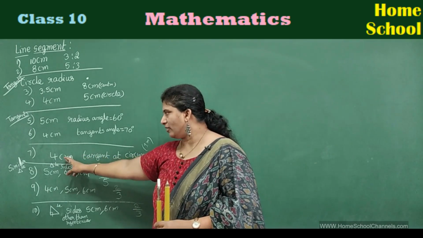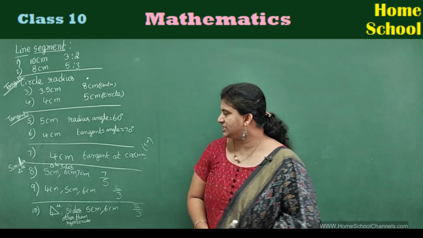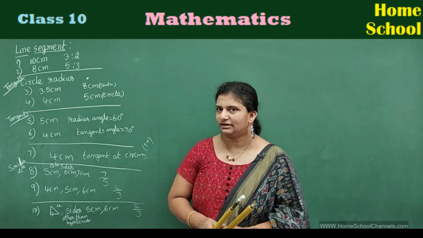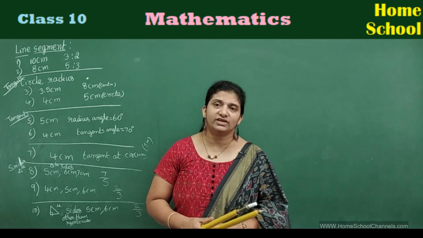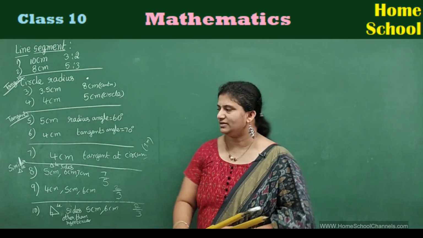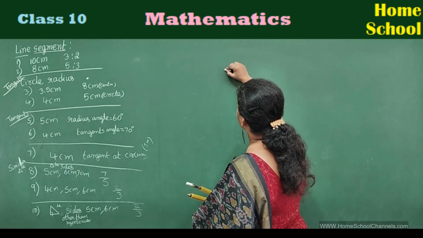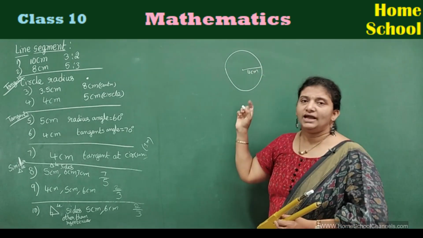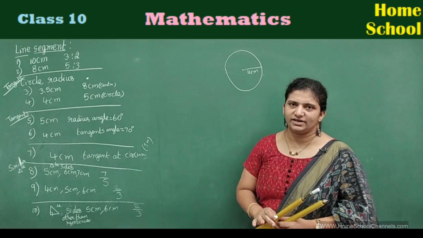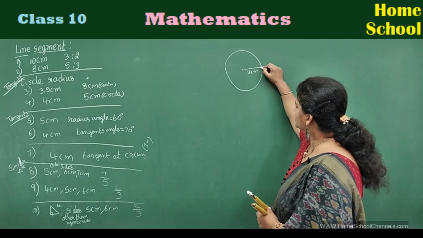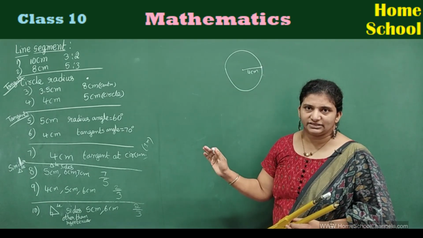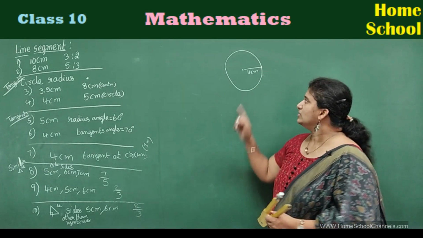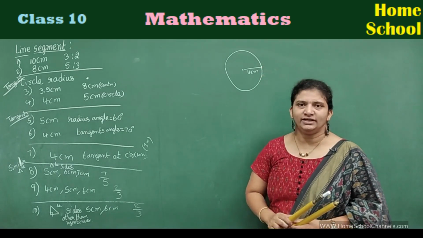So look here, 7th problem. Draw a circle of radius 4 centimeters and draw a tangent at a point on the circumference of the circle. At any one point of the circumference of a circle, draw the tangent. So let's understand this problem. Let's draw a circle of 4 centimeters radius. At any one point on the circumference, any one point, so let me take this point. With this point, I am going to draw a tangent.